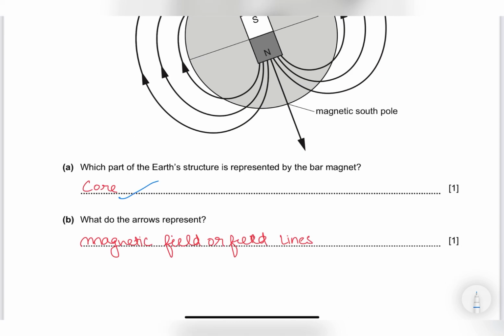What do the arrows represent? Arrows represent the magnetic field, or you can write field lines as well.